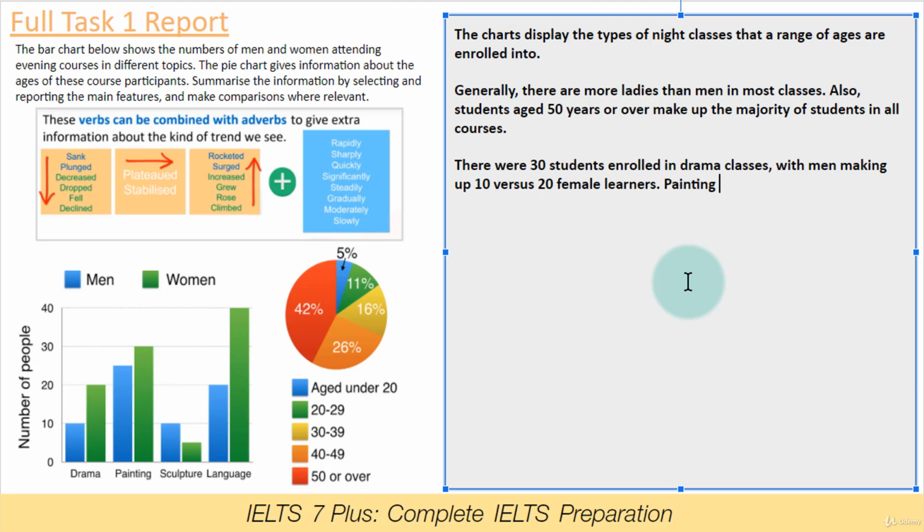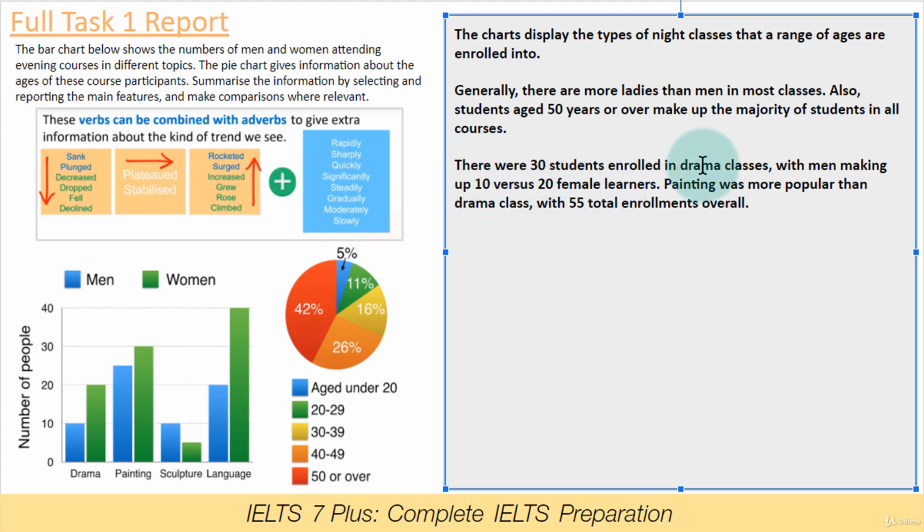Painting was, and I just want to compare painting to drama. Painting was more popular than drama classes. And I'm not going to say specifically, I'm going to try and speed it up a little bit and just say with 55 total enrollments overall.